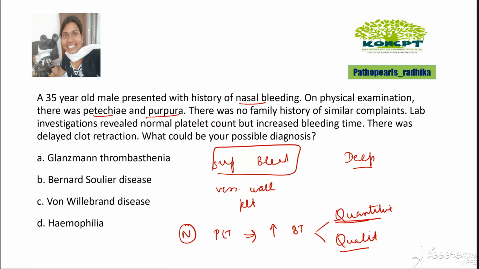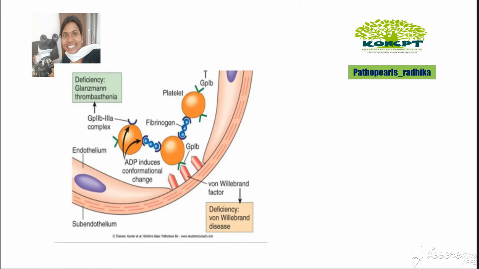So the clincher is delayed clot retraction. So what is delayed clot retraction? I'll teach you later. So with this clue, there is superficial bleed. You can exclude one disease, which is hemophilia. Okay. So now let us go into how a platelet functions to understand clot retraction.